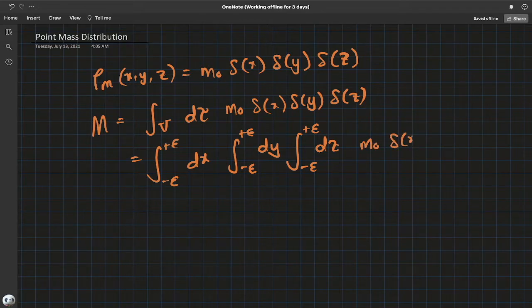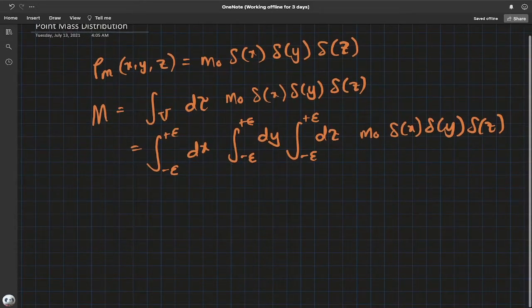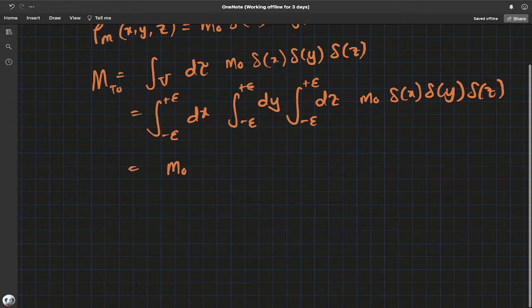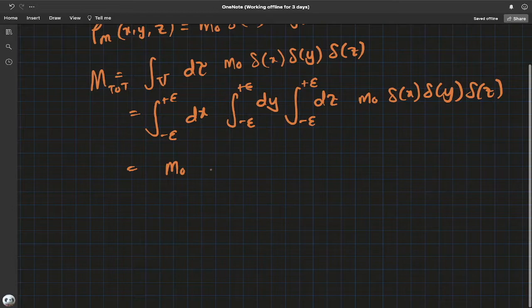M naught delta x, delta y, delta z. We can use Fubini's theorem. Take the delta x with the dx, delta y with the dy, delta z with the dz, and all of those integrate out by the property or the definition of the Dirac delta to give 1, leaving us with just m naught. That is the total mass of the entire system, because the system just consists of a point mass at the origin. So it clearly makes sense.